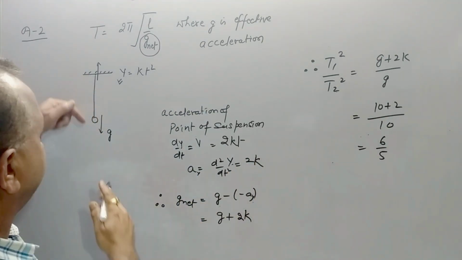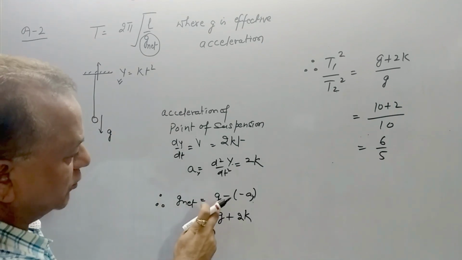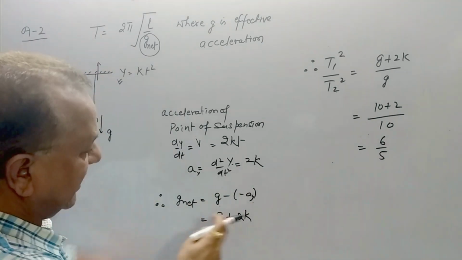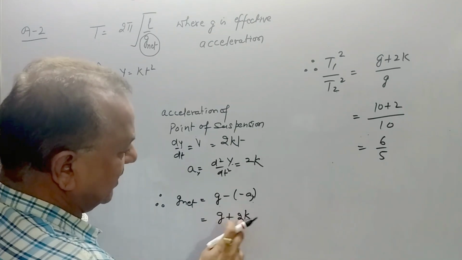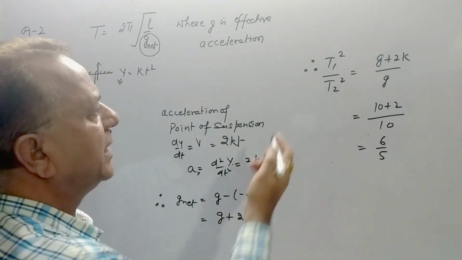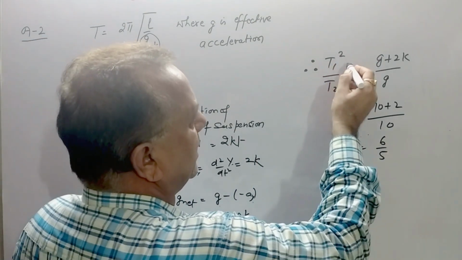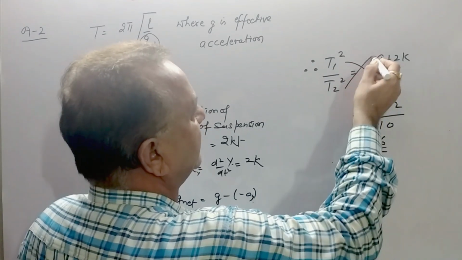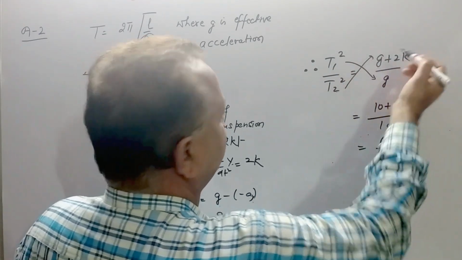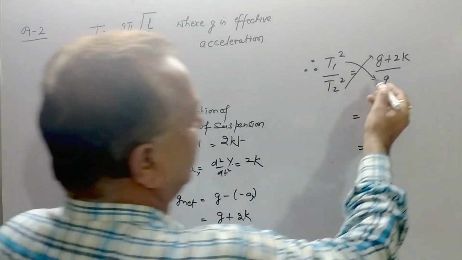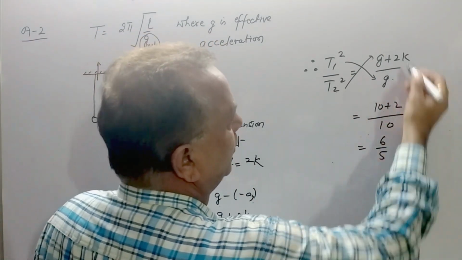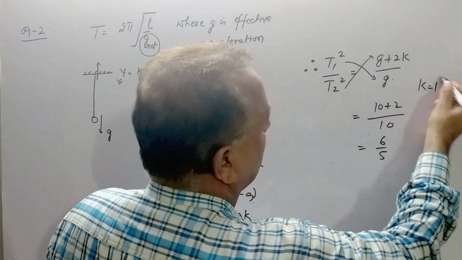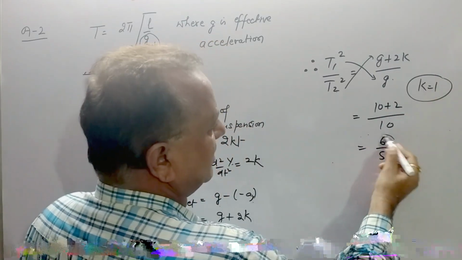G net, that is relative acceleration, is equal to g minus of minus ay, equal to g plus ay, equal to g plus 2k. Now T1 square by T2 square, like this, it will be g plus 2k, g net in the second case, and g here 10 plus 2 because k is equal to 1 is given to you. So this is 6 by 5.